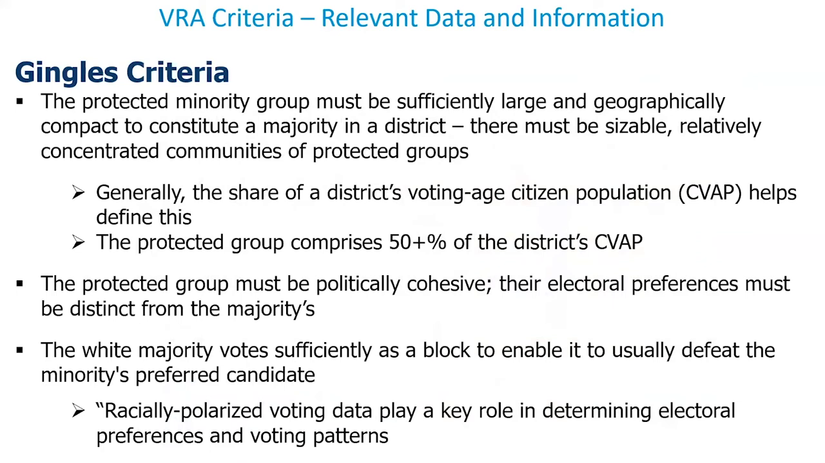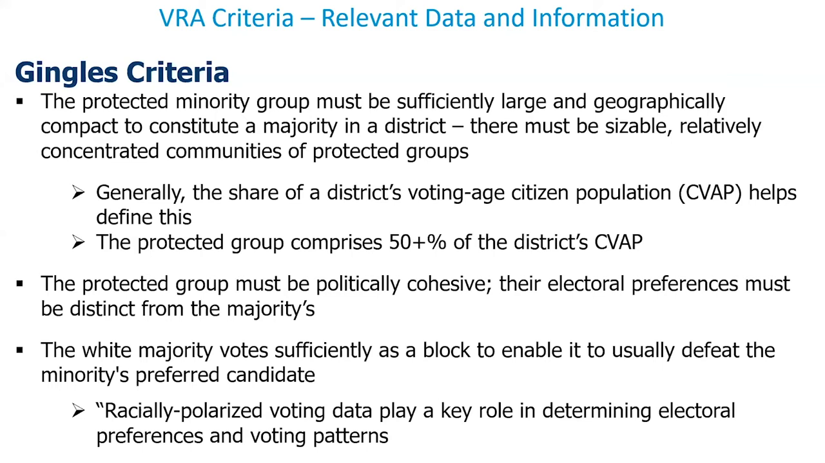There has to be a sizable, relatively concentrated community of protected groups. And the population information that we generally use is what share that group constitutes of the citizen voting age population. So in other words, as a shorthand, you can see a lot of language in rulings and in demography that says if the protected group is over 50% of the citizen voting age population of the district, then you have a district, you better make sure those communities are kept together.